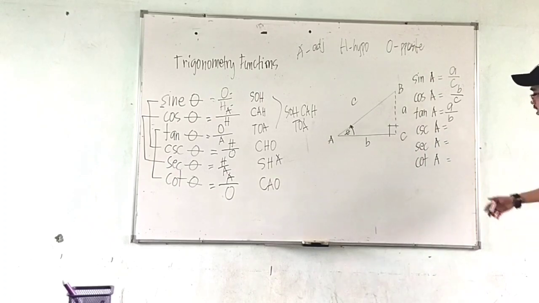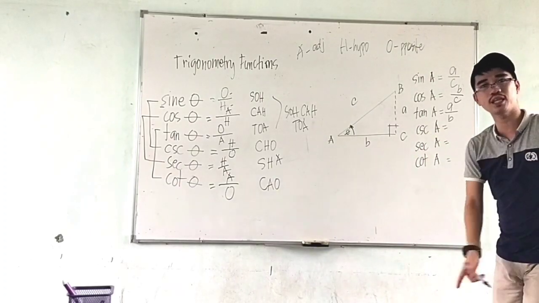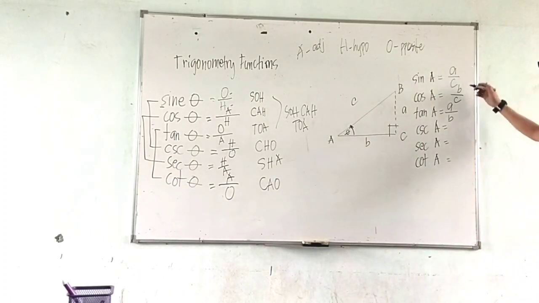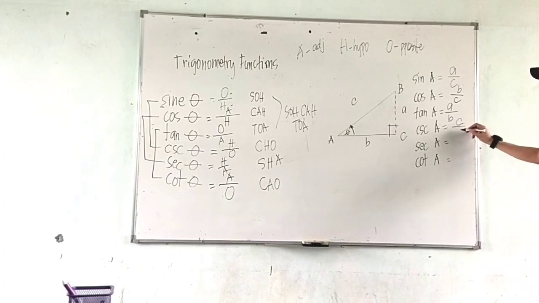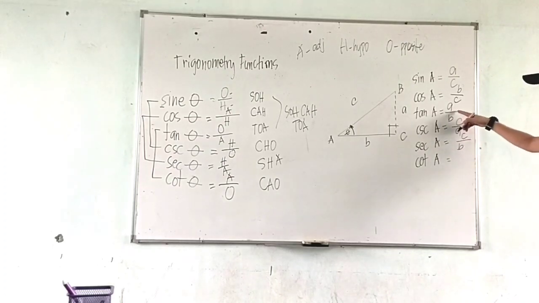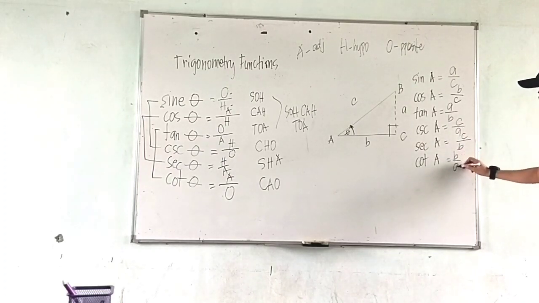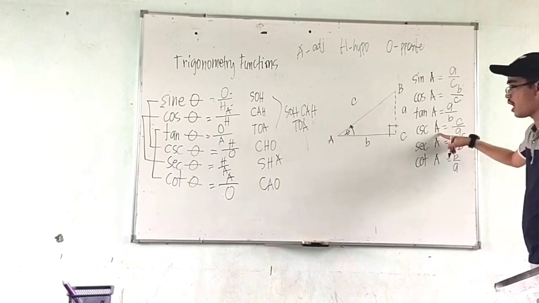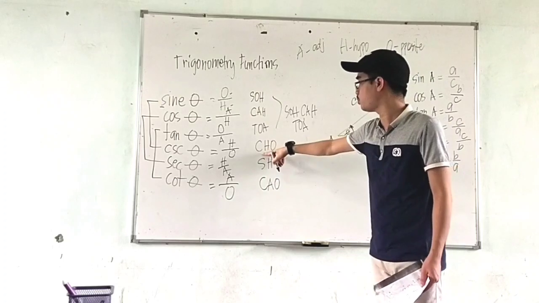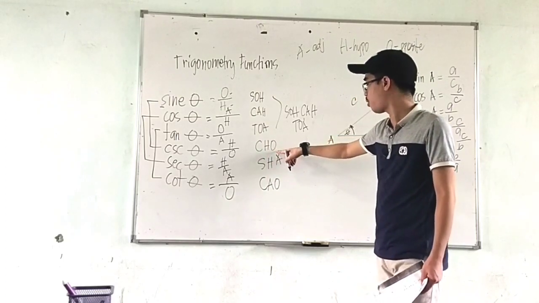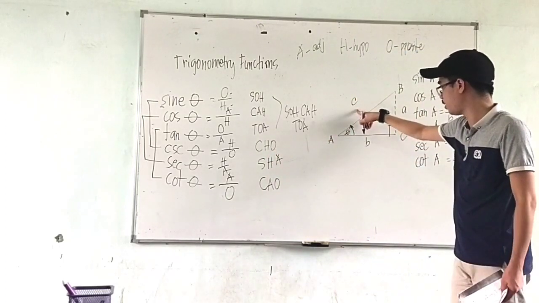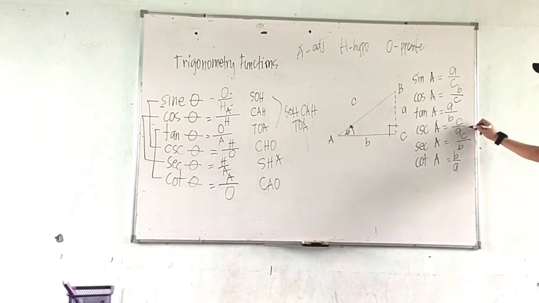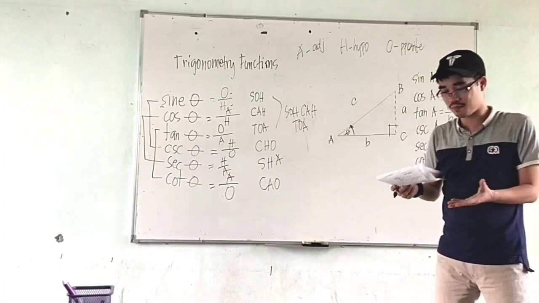Okay? So class, sabi ko kanina, para ma-memorize po natin, babaliktarin lang po natin yung nasa taas. Okay? So, over A, C over B, and, ano yung tangent? B over A. I-check lang natin class, para ka naman kapag yung cosecant A. Ang cosecant A, ito po siya, hypotenuse over opposite. Okay? C over opposite A. So, tama po siya.